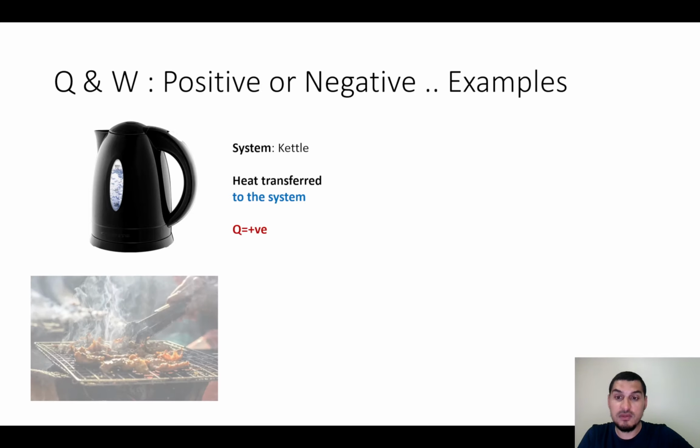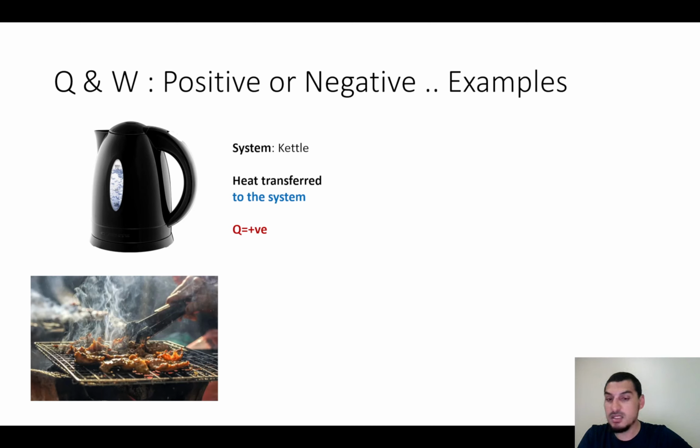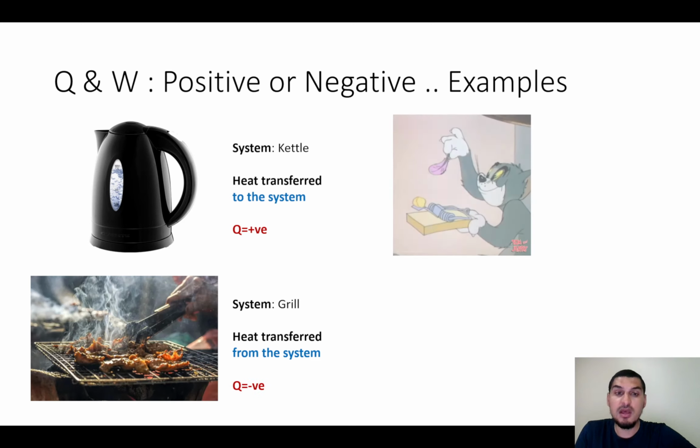If we're focusing on the water as the system, then the heat is transferred to the system, and then Q is positive. On the other hand, what we see here in this grill, the system is the grill itself, I don't know if this is the right word, with the coal inside. The heat is transferred from the system to whatever is being grilled on the grill. So in this case, heat is transferred from the system, so Q is negative.